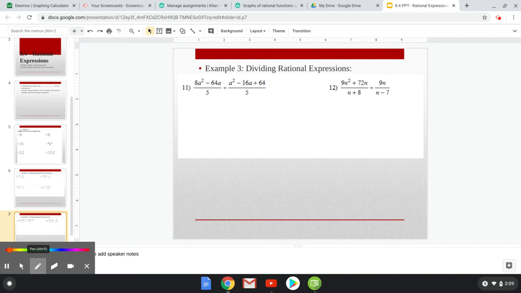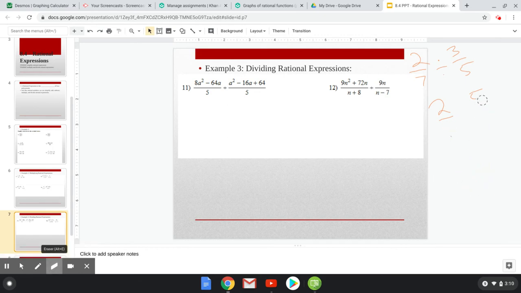So if I had 2/7 divided by 3/5, right, I would leave the first fraction alone. And then I would change division to multiplication, and I would flip the second fraction. And then I would multiply across. So I would have 10/21. So that's what I would do if it were fractions. So this is going to be really, really similar to that. This would be the same process.